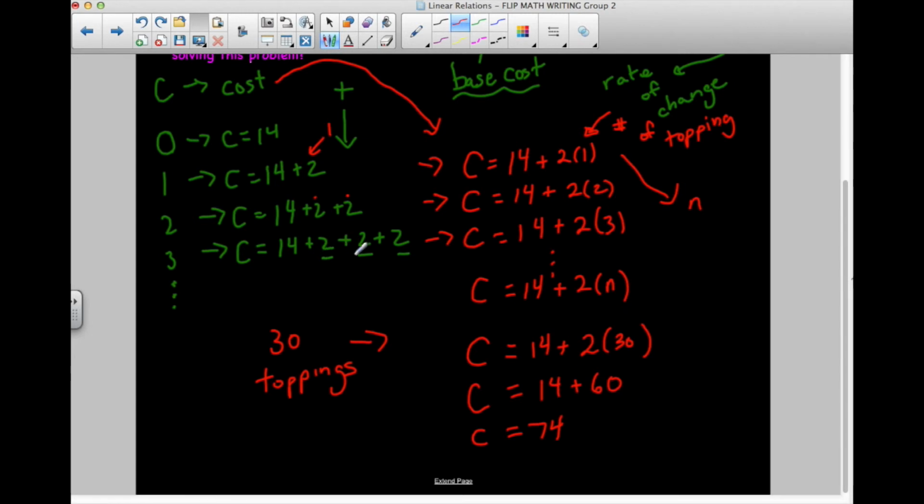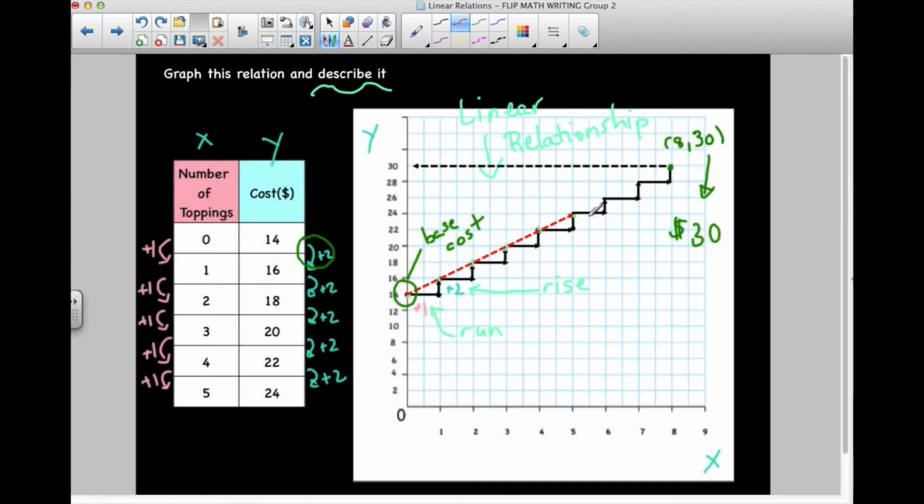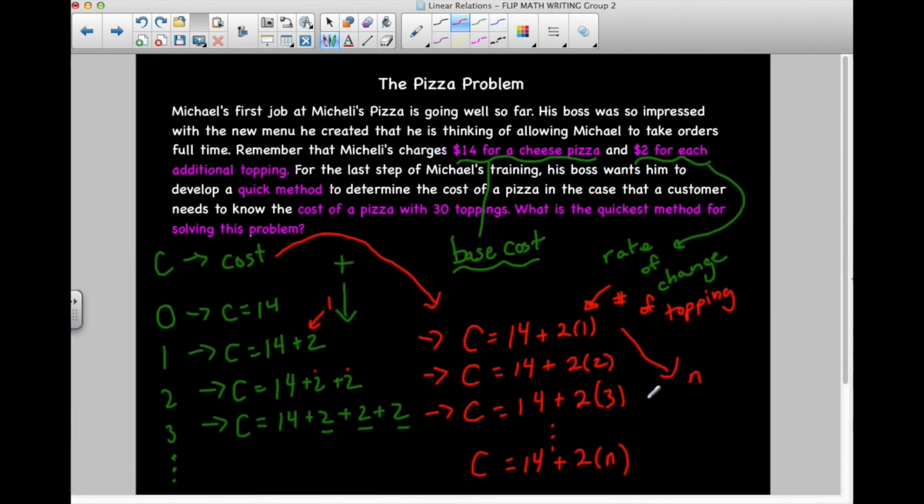It seems like this method is much quicker than adding 2 thirty times. If I think back to some of the other methods I used, it would take a long time to get to 30 if I was using the step method, or it would take a long time for me to create a table with 30 values. So often an equation is the quickest method for determining the cost when we have very large numbers.